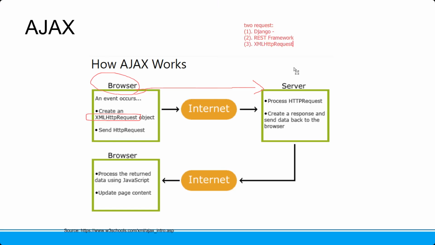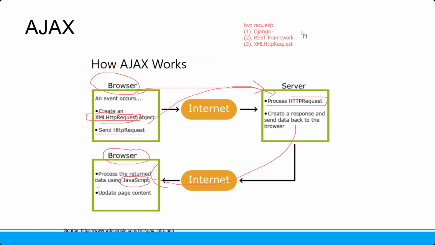So there are many ways to access data from the front end to the server. Now let's see the third way. We can connect from the browser using the XML HTTP request, sending the HTTP request to the server. The server will process the HTTP request and respond back to the browser. And whenever we get back to the browser, we need to process the returned data using JavaScript. Okay, so that's the difference.